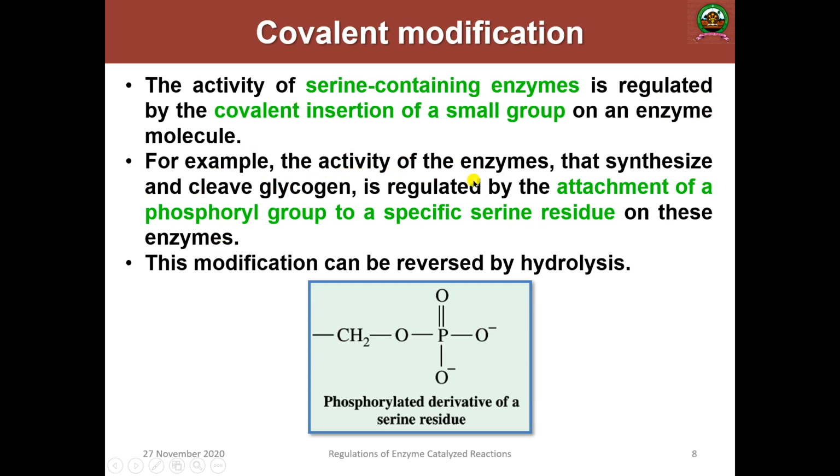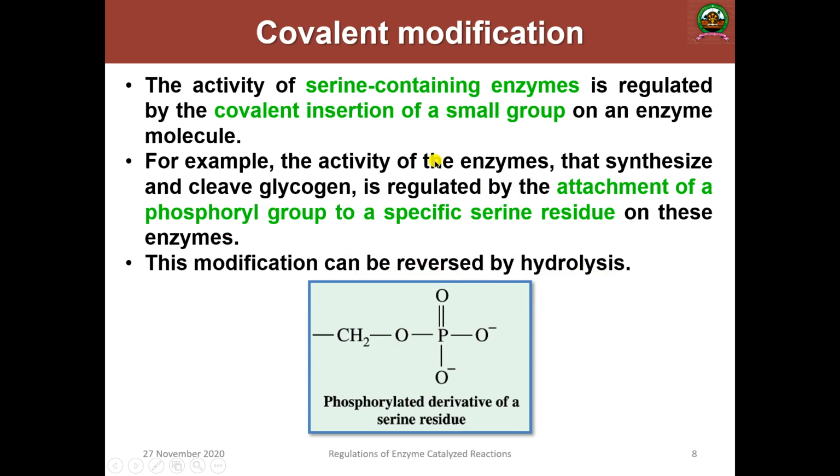For example, the activity of the enzyme that synthesizes glycogen is regulated by the attachment of a phosphoryl group to a specific serine residue. The attachment of this small molecule can be a small phosphate group. Once the phosphate group is added, the enzyme is modified and regulated. The active site of the enzyme is changed and cannot accommodate the substrate, and so it is regulated. This modification can be reversed by hydrolysis. Once hydrolysis occurs, the phosphate is gone and the enzyme can continue its activity again. That is known as covalent modification.